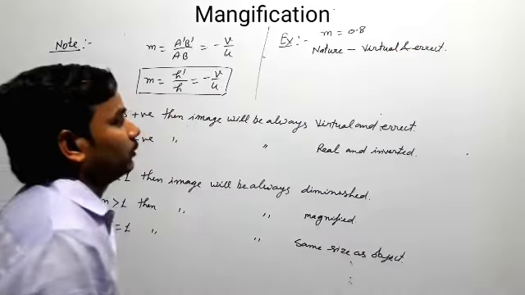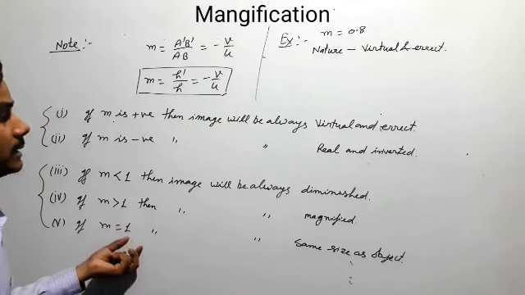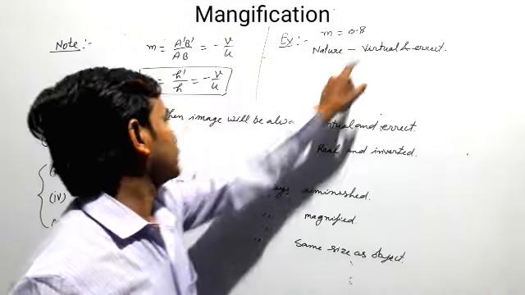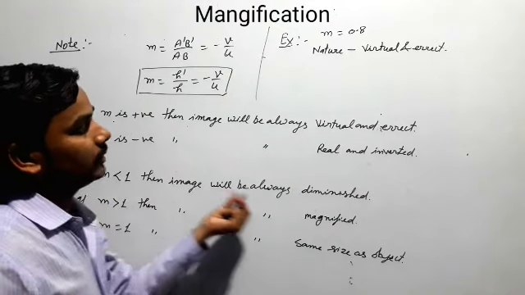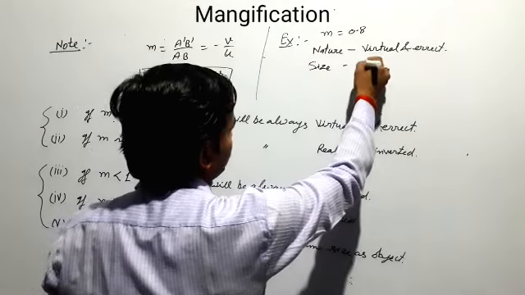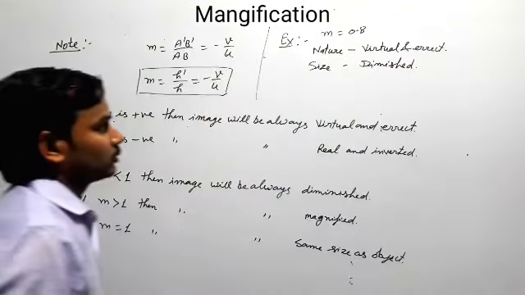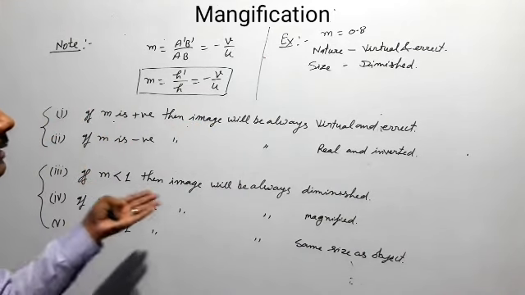Now we can define the size. So these 3 points define the size. So this is less than 1, 0.8 is less than 1. So if the value of magnification is less than 1, then image will always be diminished. So size will be diminished. Okay, so here we can define nature and size of the image.